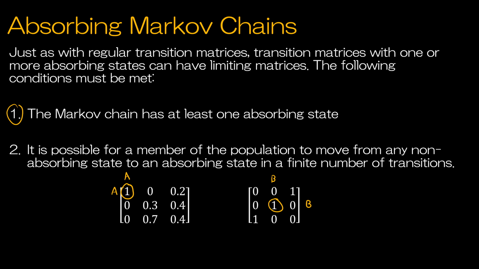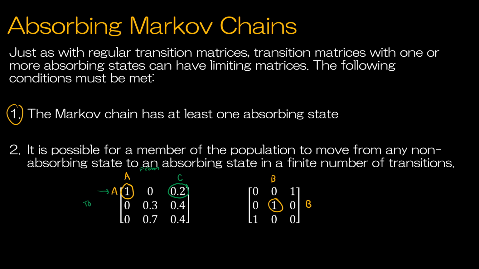The second condition is that it's possible for a member of the population to move from any non-absorbing state to an absorbing state in a finite number of transitions. So let's take a look at our first example. Is it possible for any other member of the population to move to A? So remember, this is from, this is to. Now this is my absorbing state. Can any other element move to my absorbing state? Well, sure, they're going to move from C into A.